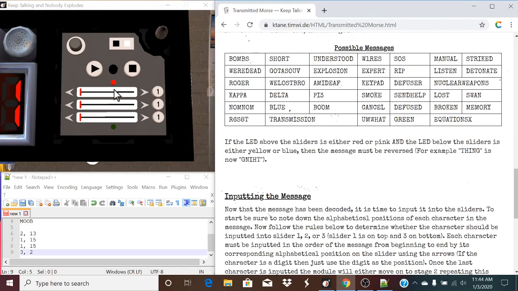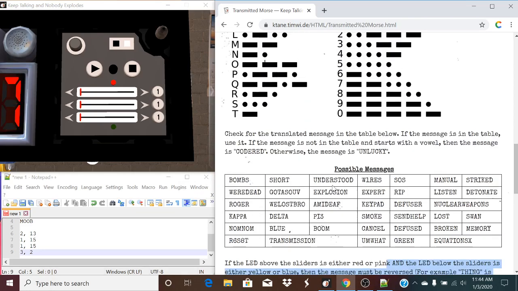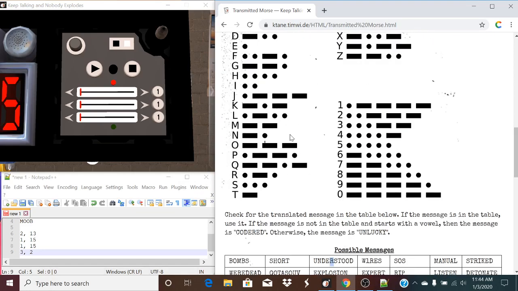So before we do anything, let's take a look at this rule here. If the LED above the sliders is red or pink, it is, and the LED below the sliders is either yellow or blue, no, it isn't. So we will not be reversing our message this time. Let's take a listen.